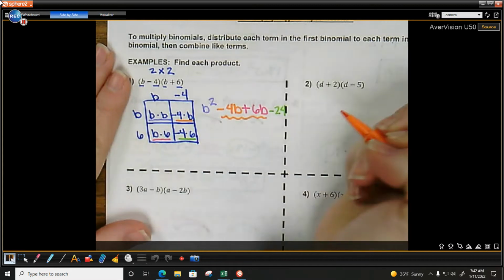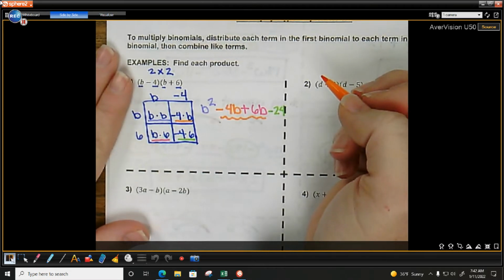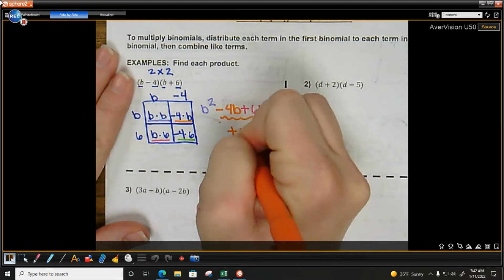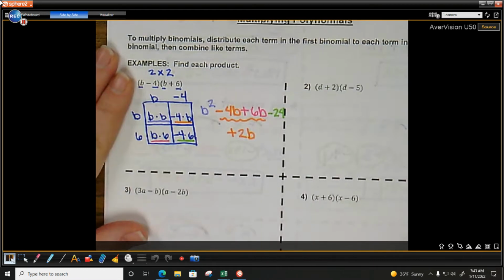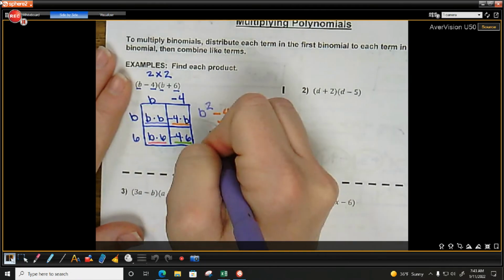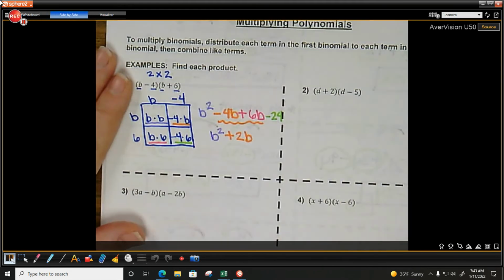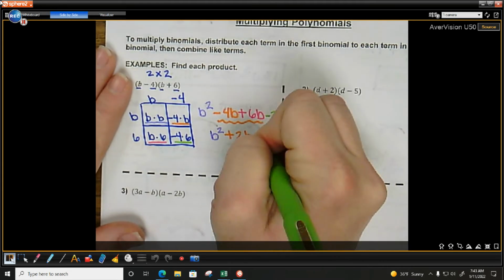So what's negative 4b's plus 6b's? Positive 2b. Does it become 2b squared? No, because when you add and subtract, exponents don't change. Drop down your b squared and drop down your minus 24.